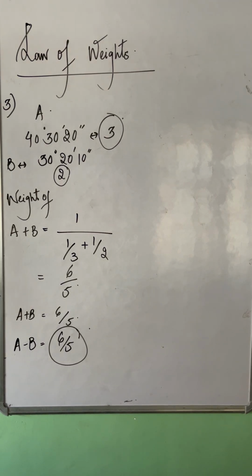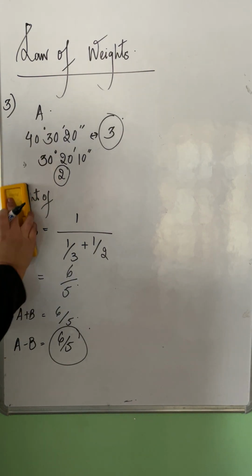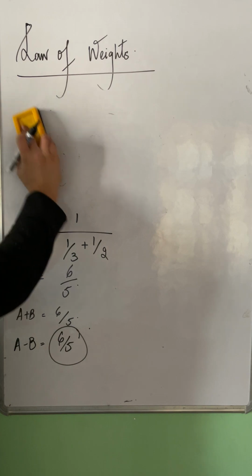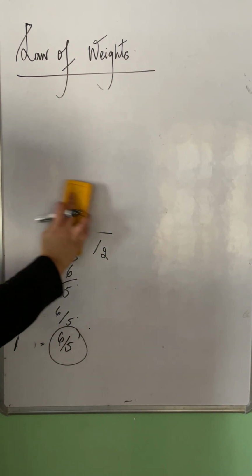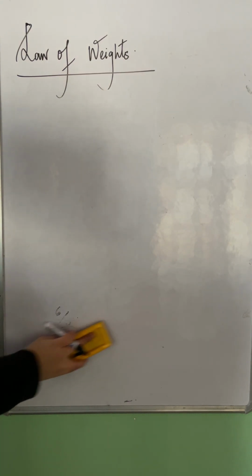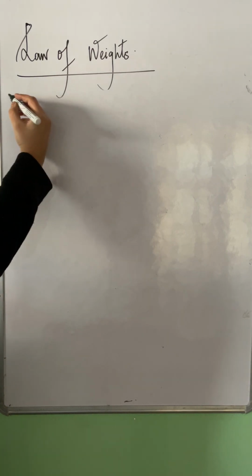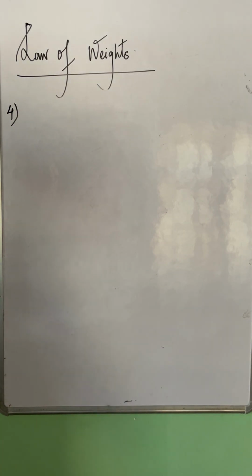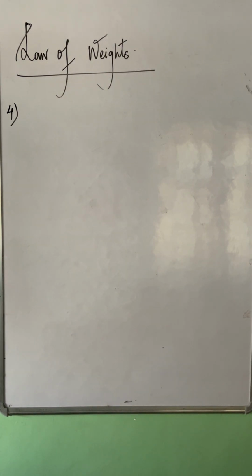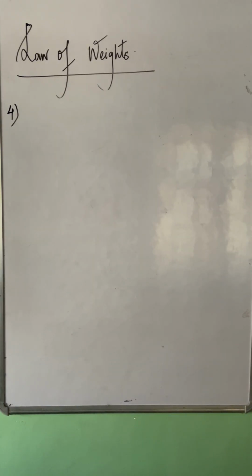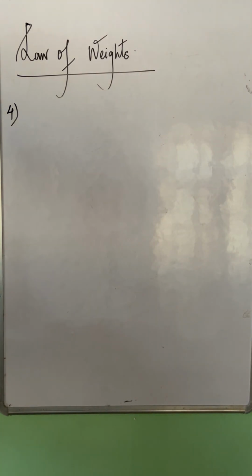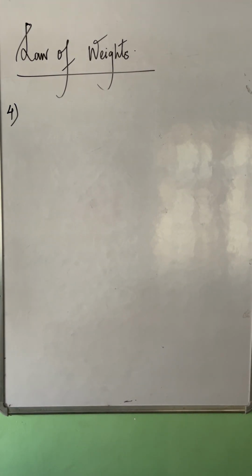Our fourth law is: if a quantity of a given weight is multiplied by a factor, the weight of the result is obtained by dividing its given weight by the square of that factor. Let's illustrate it with the help of an example.